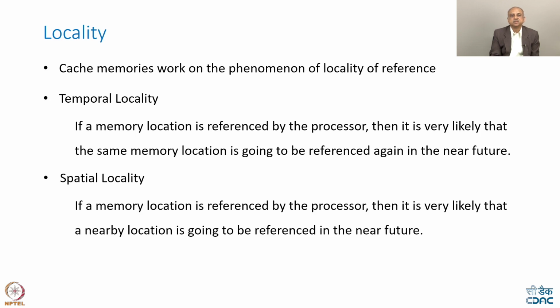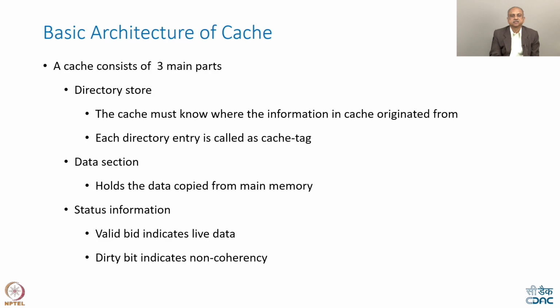So, these are the two principles on which cache works. Now, what are the contents of a cache subsystem? There are three parts in it. First one is the directory store. The cache should know where the data originated from in the main memory, because the ownership of any data is with the main memory. Cache is just a temporary storage. Hence, when the CPU generates an address, the cache has to first check whether the data is available in the cache. How will it do that?